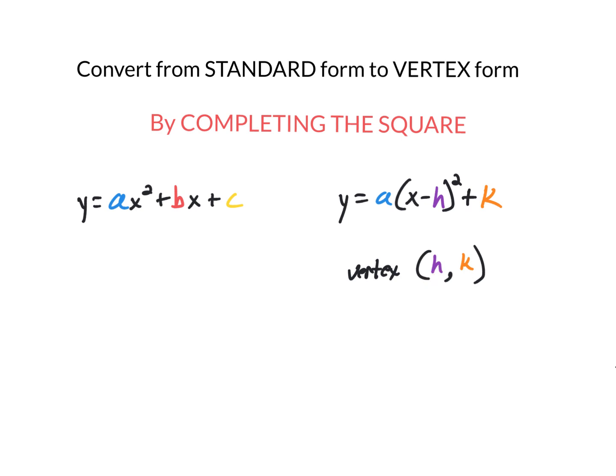The maximum or the minimum of the quadratic function is at (h, k). So we're going to convert from this standard form to the vertex form by using the concept of completing the square. So we're going to look at a couple examples that we might see on our assignment.